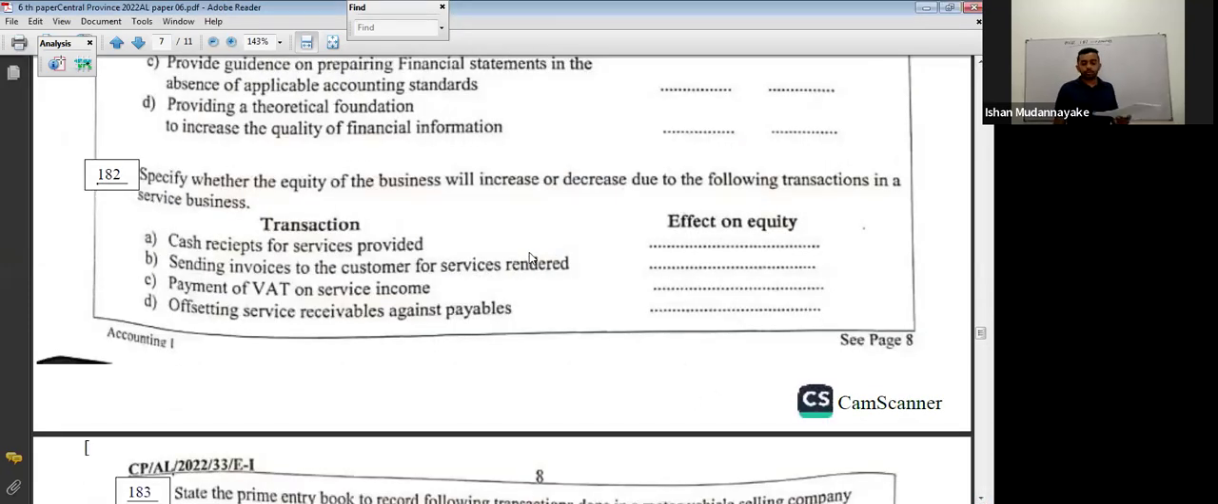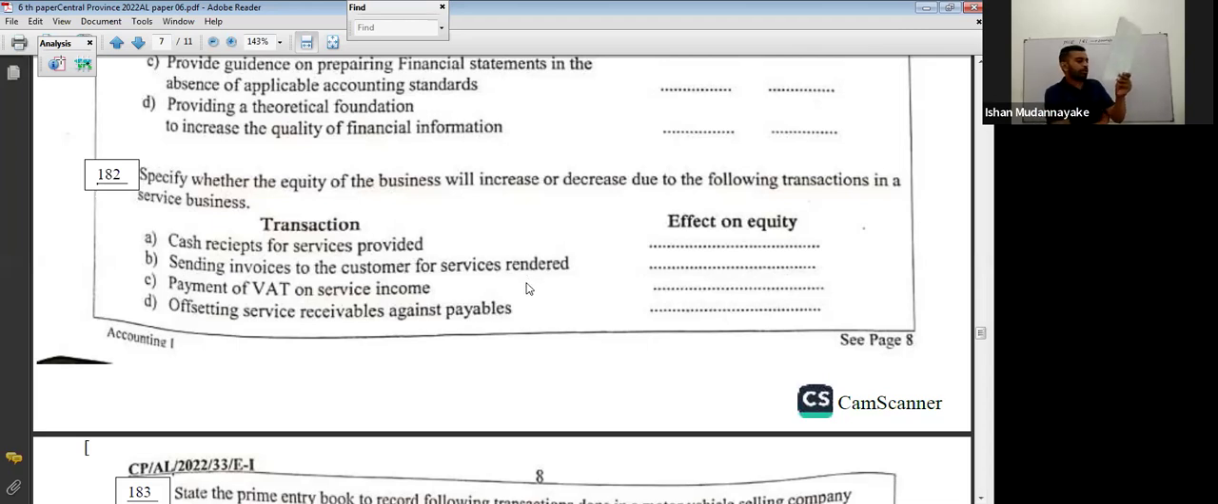Look at question number 182. Try to get the answer. Specify whether the equity of the business will increase or decrease due to the following transactions in a service business. Sometimes there is no change. We can get no change as the answer for some items.